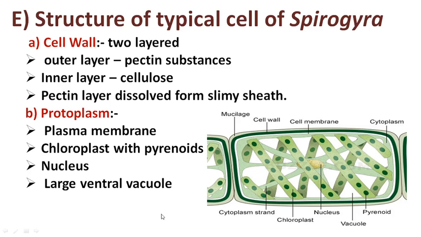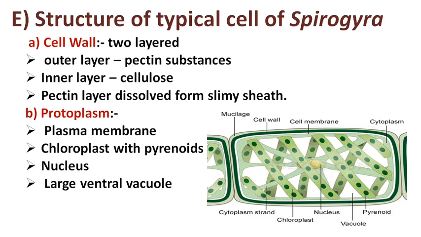Then the pyrenoids. These are small spherical rounded shaped bodies, green in color, on that ribbon shaped chloroplast. There are rounded, oval bodies there. These small spherical rounded bodies are nothing but the pyrenoids. These are dense and highly refractive proteinaceous bodies.